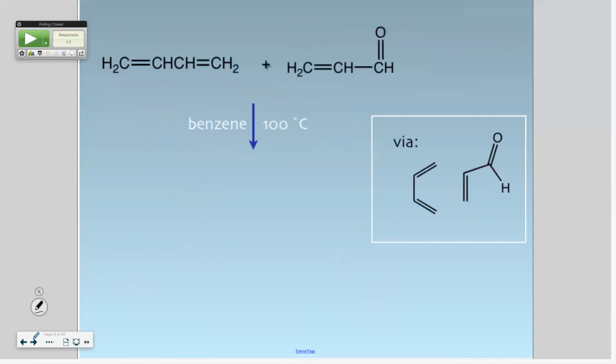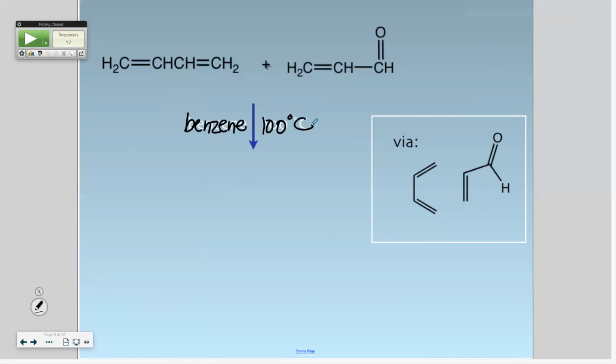All right, so here's one. One is similar to the one that we had, but a little bit different. Okay, and I have a double bond there. And notice over here, benzene, 100 degrees C. That's a pretty standard way of running these. You just heat them in benzene and they go pretty quick.